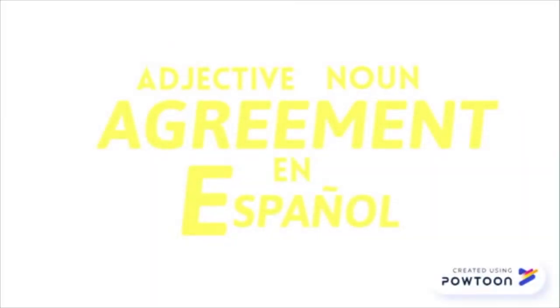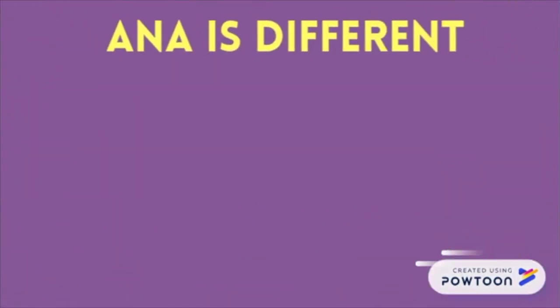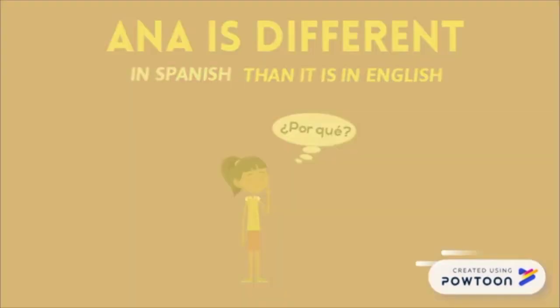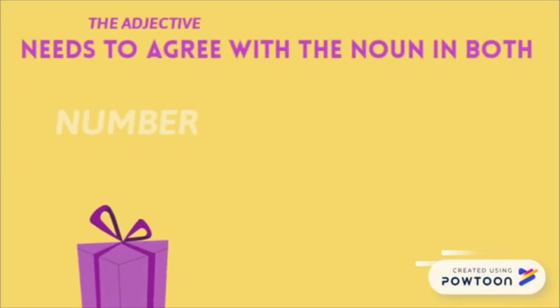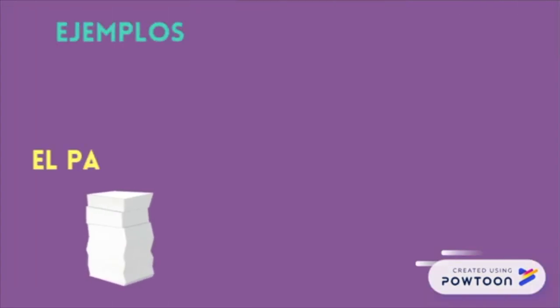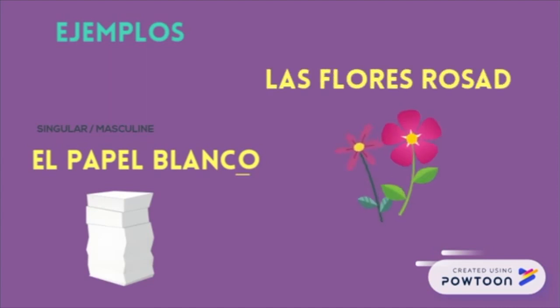Adjective Noun Agreement in Español. Adjective noun agreement is different in Spanish than it is in English, but why? It's because the adjective needs to agree with the noun in both number and gender. Let's look at some examples. El papel is both singular and masculine. Therefore, we are going to add an O to the end to make it blanco. Versus las flores is both plural and feminine. Therefore, we're going to add an AS to the end to make it rosadas.